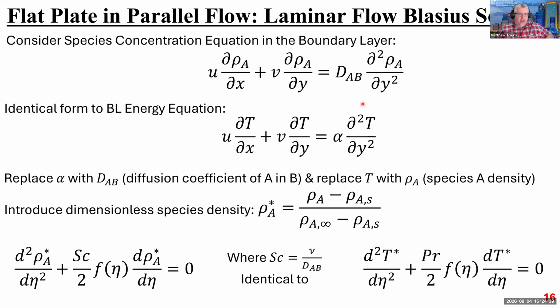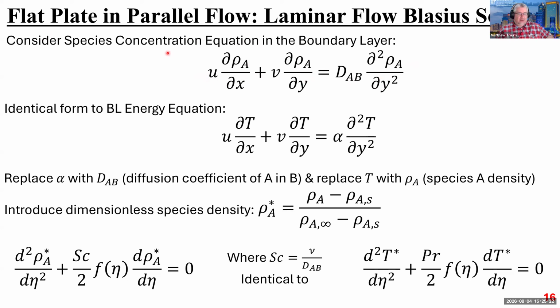We are now going to apply our recognition that if you've solved a heat transfer problem, you've also solved the equivalent mass transfer problem, to get an additional, basically free correlation from the work that we've already done. So here is the species concentration equation in the boundary layer. When I say species concentration, I'm talking about the density of species A in species B. These are different chemical species, like water vapor and air, for example, where A is water vapor and B is air.